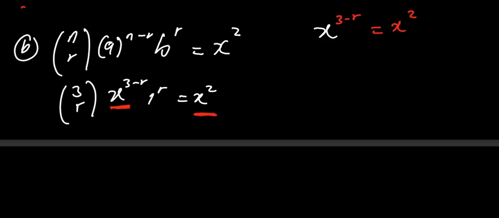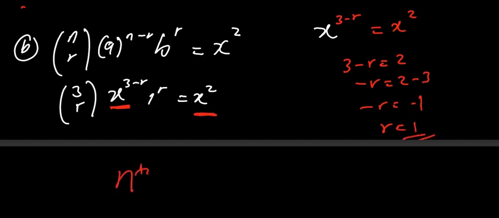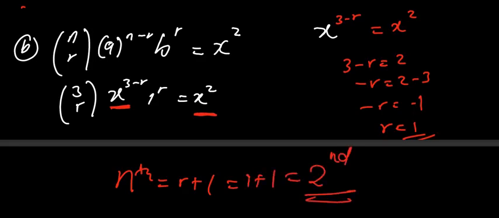Because the bases are the same, we can just equate the powers, right? We can say 3 minus r is equal to 2. Then negative r is equal to 2 minus 3. Negative r is equal to negative 1. r is equal to 1. So if r is 1, the term is r plus 1, right? This is going to give us the second term.